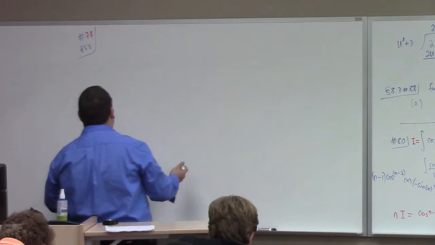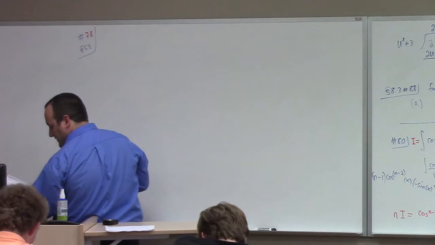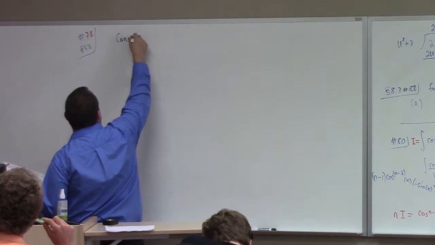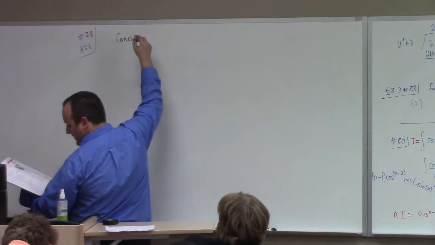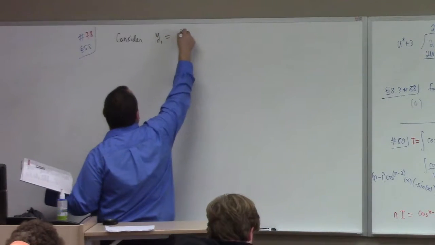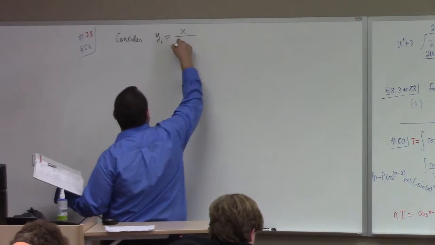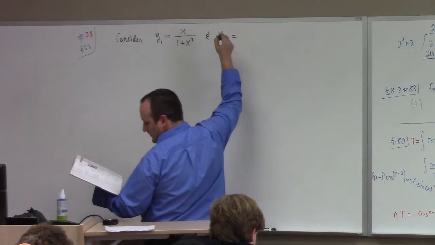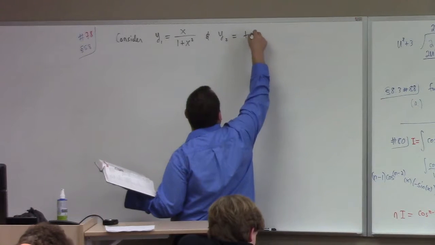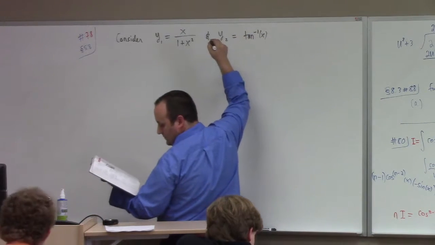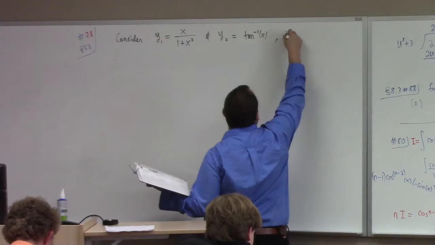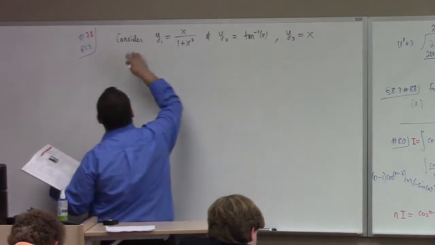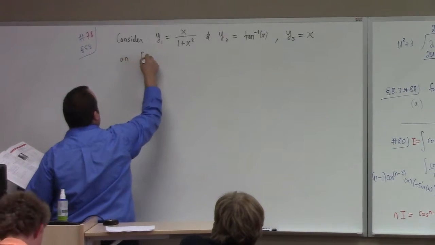I guess I understand its formatting, but if I were to state the instructions for this, it would be: consider, let me restate the instructions in my own fashion, okay? And so y1 is x over 1 plus x squared, yeah? And y2 equals inverse tangent, all right? Oh, and y3 equals x. Great. And this on the closed interval from 0 to 10.